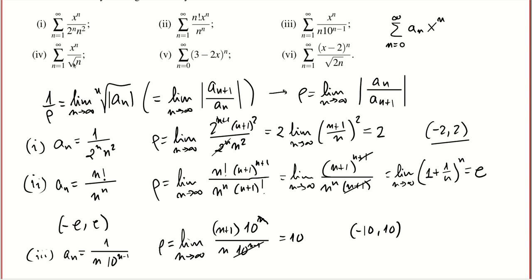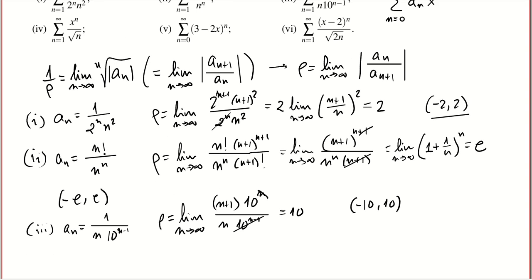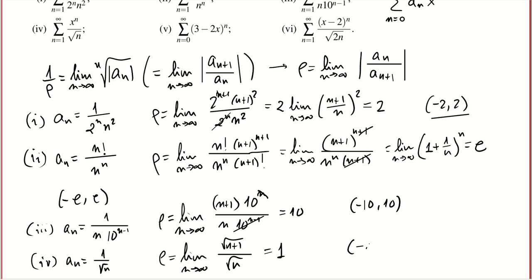Let's go to this one, the fourth. For the fourth, I have a_n equal to 1 over the square root of n. And then the radius of convergence is 1 over the square root of n, and up here I have the square root of n plus 1, and this limit is 1, right? So 1 is the radius of convergence, and the interval of absolute convergence is that one here.